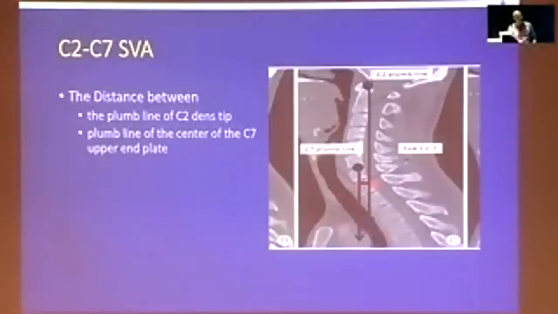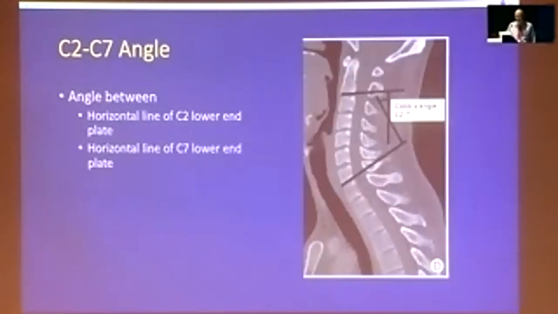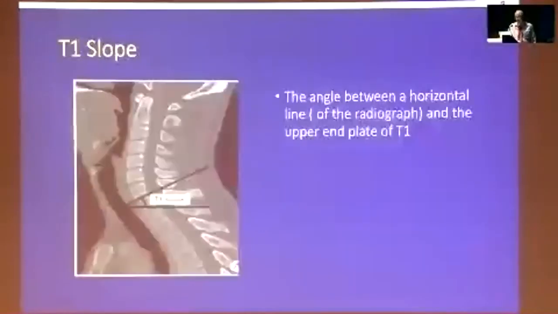This is the angle that differentiates between when you take the C7 plumb line and the distance between the two. It's important to remember that as well. So when you're looking at specific cervical spine deformity, these angles are important. C2, C7 angle, and this is the typical Cobb angle that we now measure. T1 slope is important. It's been shown to be significant, and you need to try to reduce it if at all possible.